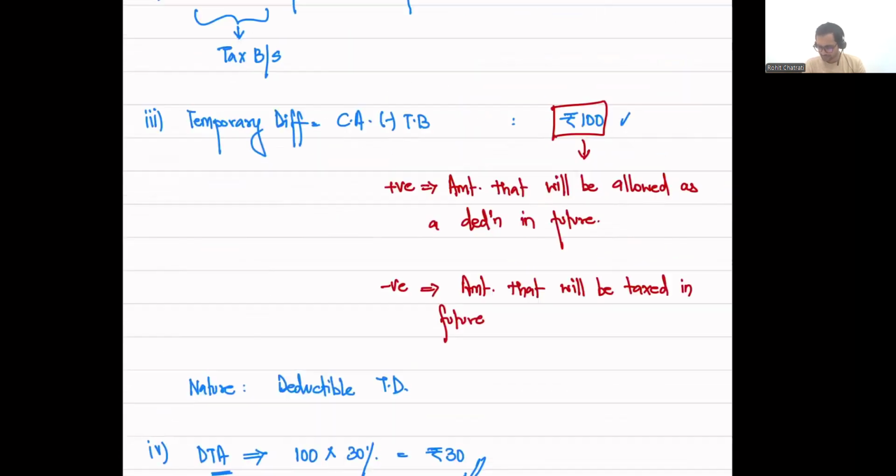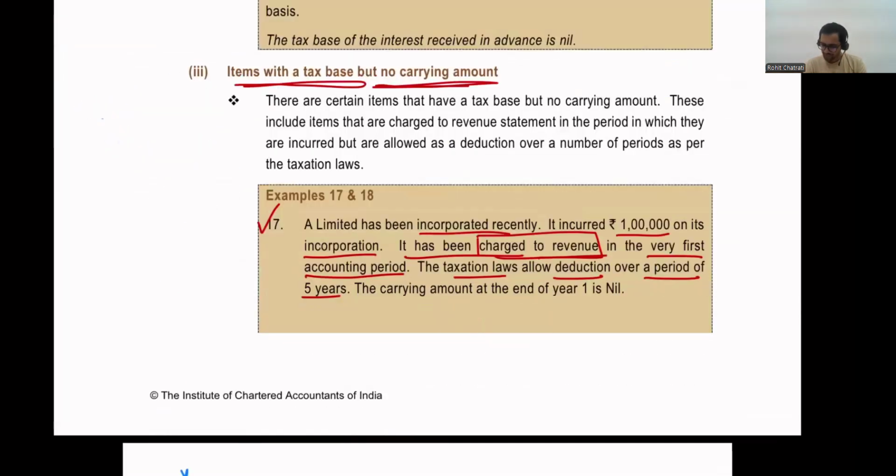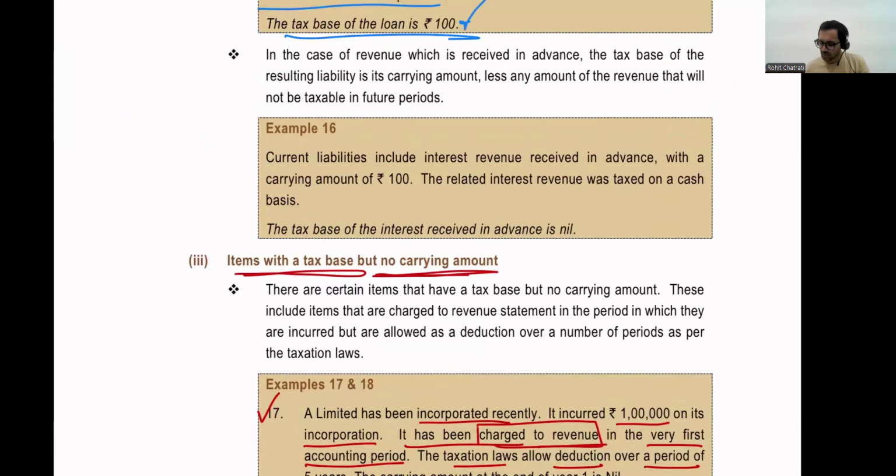Let's come to example number 16. Current liabilities include interest revenue received in advance. I received some interest in advance with a carrying amount of rupees 100. So the journal entry that I would have recorded is bank account debit to advance. Therefore, my balance sheet has a value of 100 rupees of advance.